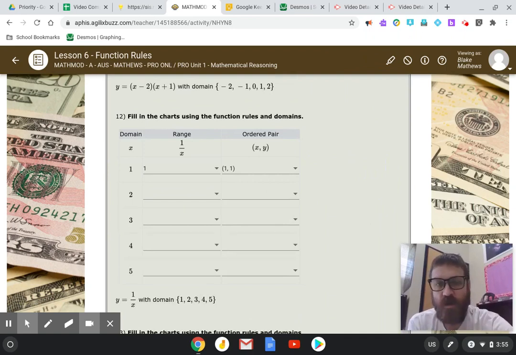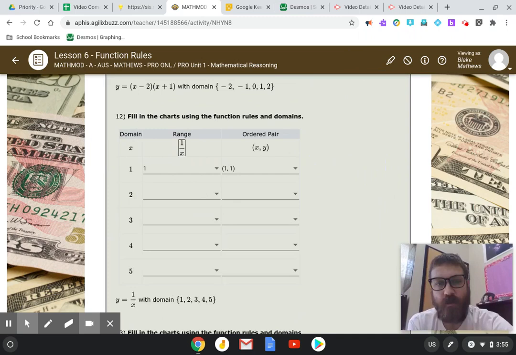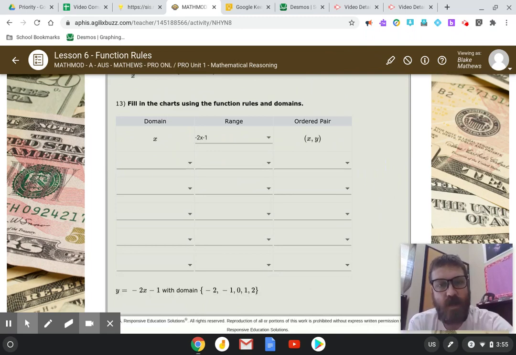Same thing with number 12. Don't let this intimidate you. 1 divided by whatever the domain is, and then find the ordered pair. Same thing with number 13. Negative 2x minus 1 with a domain of negative 2, negative 1, 0, 1, and 2. This is a lot of busy work. I'll totally admit that, but just be careful. I would definitely show your work so we can look for mistakes if you make them. But that is it for this lesson.